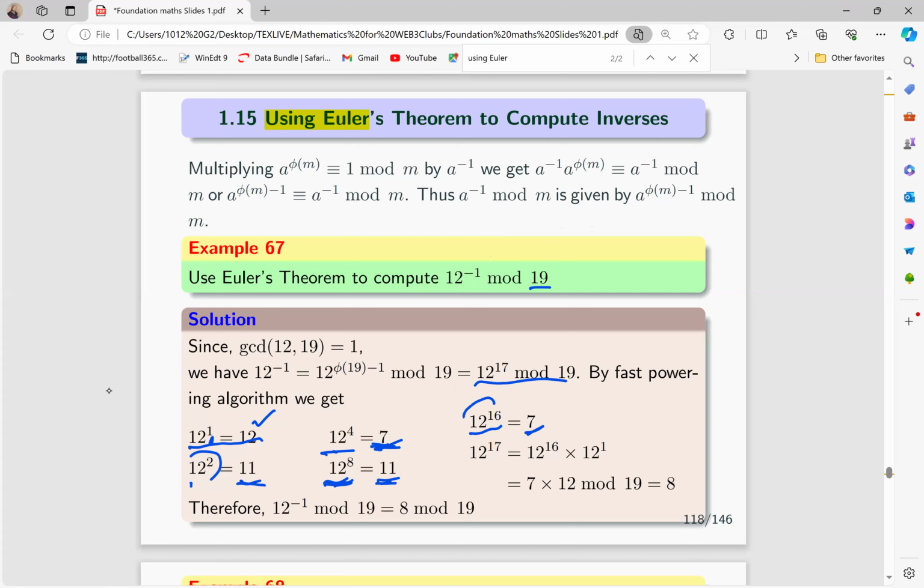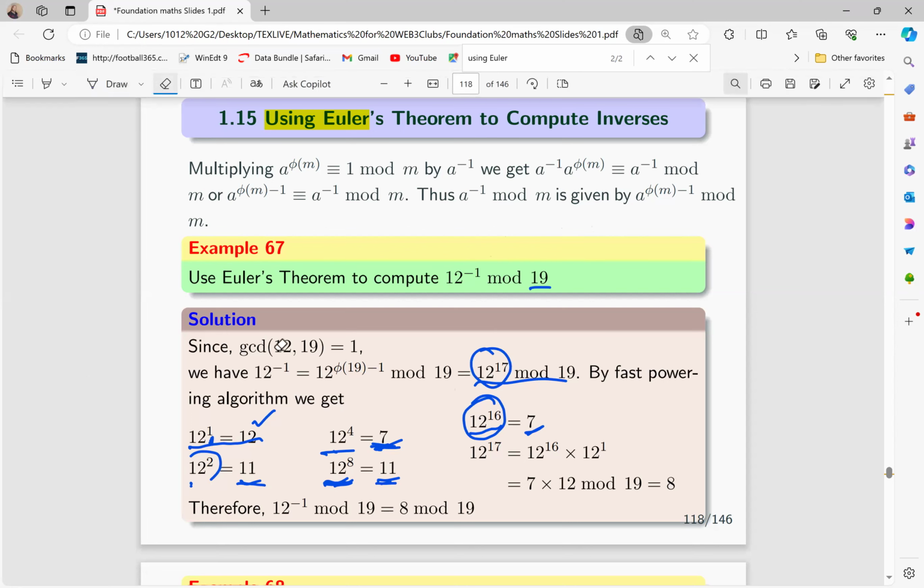Now when you raise this again to power 2, you will have 12 raised to 32, which is beyond what we want. We just want 12 raised to 17. So where we've reached is the end of squaring. Now we choose from among these the ones we can combine to arrive at 12 raised to 17.